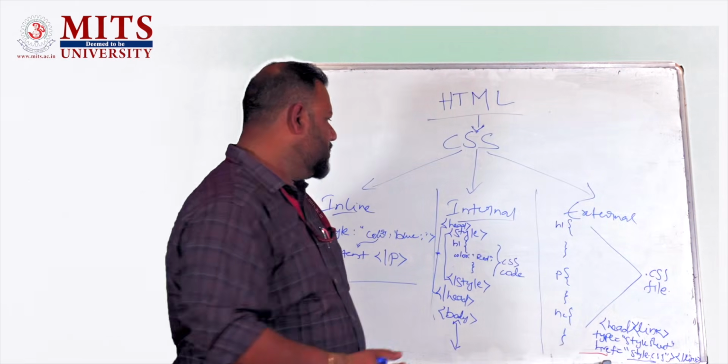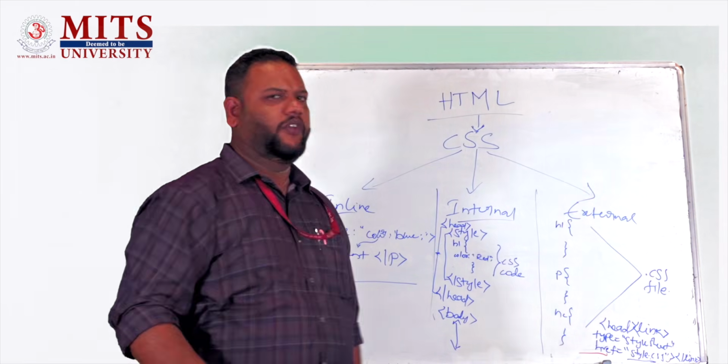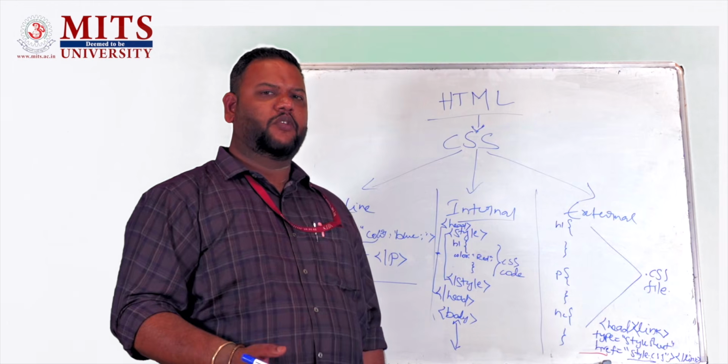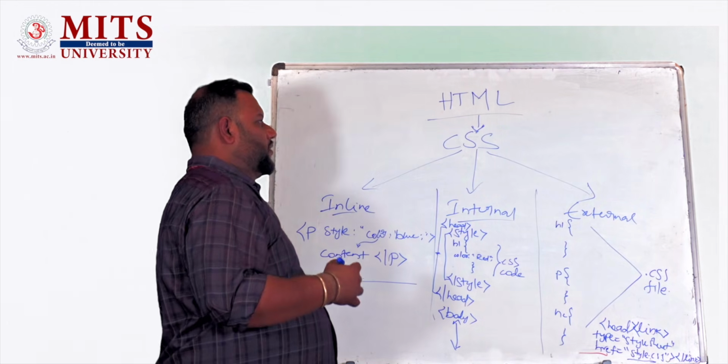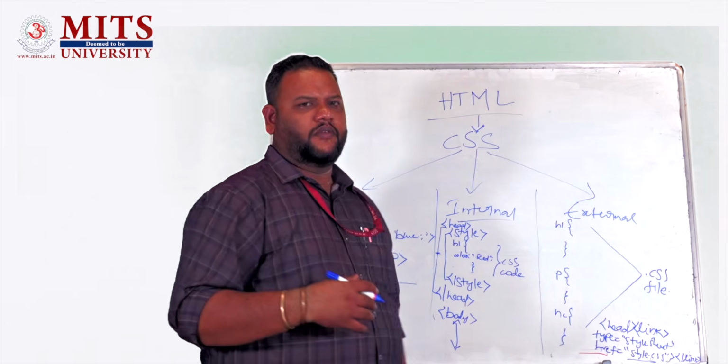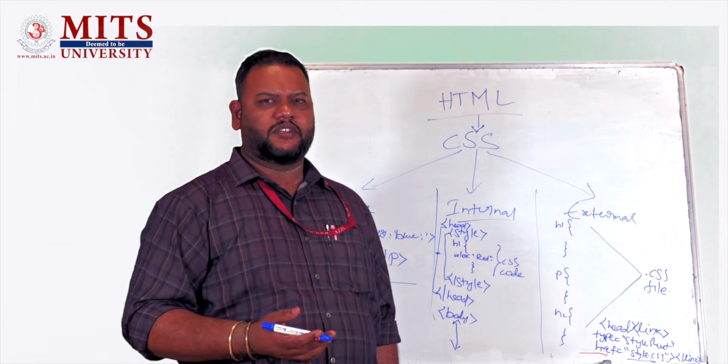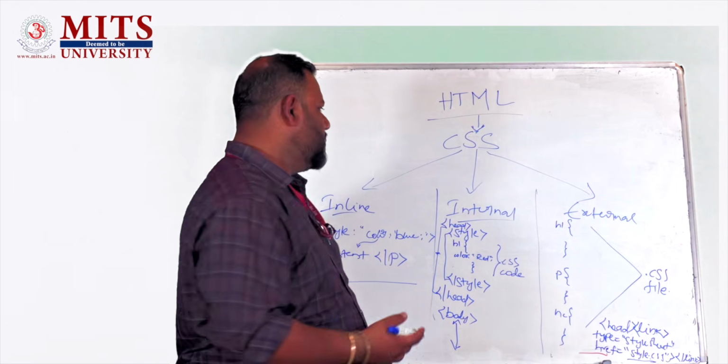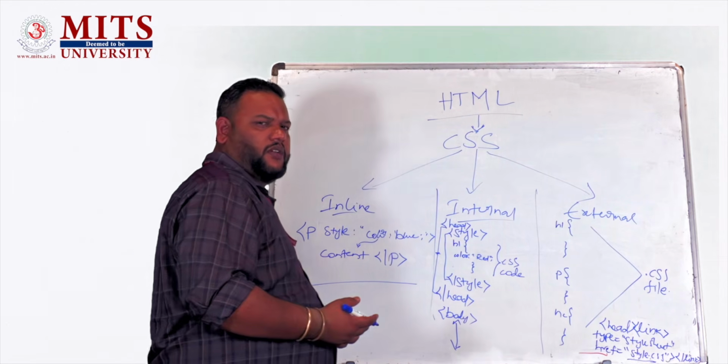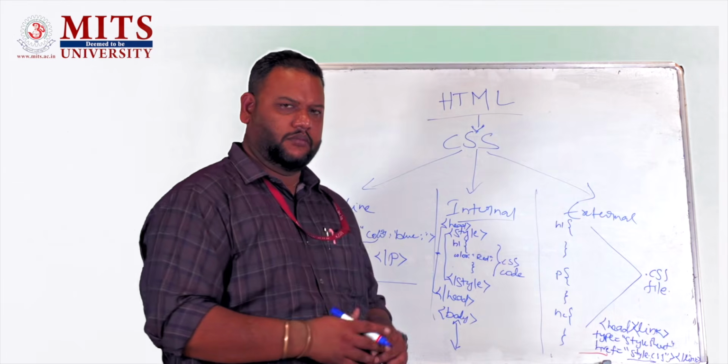So these are the three ways we can add CSS to an HTML code and make the visual presentation of the structure of a web page better, different, and more proper.